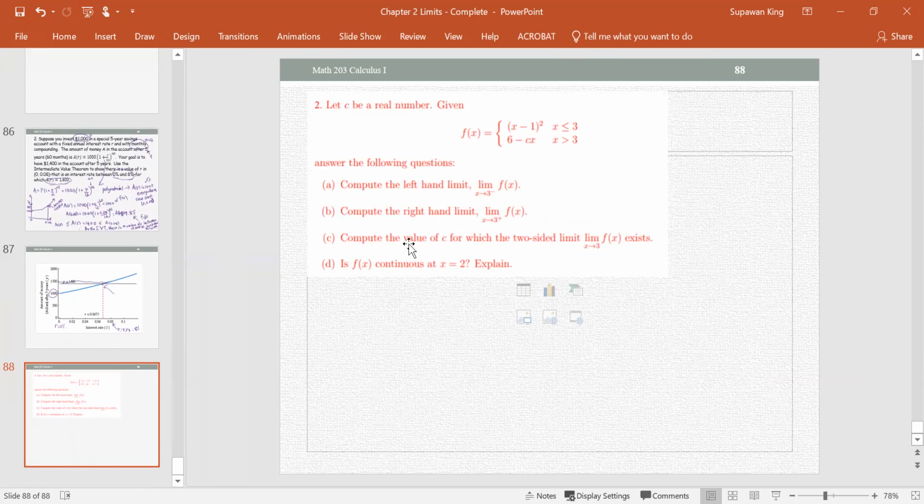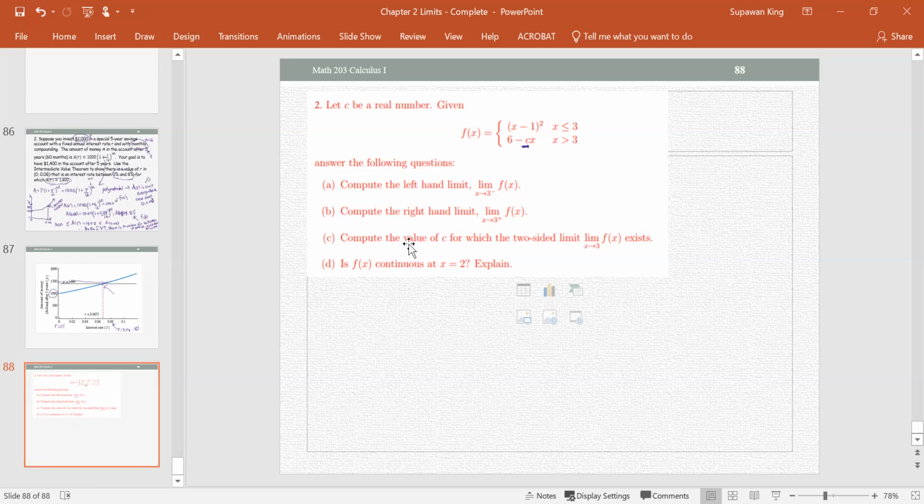Another example. This is the same problem that I put in the review for the first exam, chapter 2. We have the piecewise defined function with the unknown c, as c a real number. For x less than or equal to 3, the function is defined as x minus 1 squared. For x strictly greater than 3, the function is defined as 6 minus c times x.